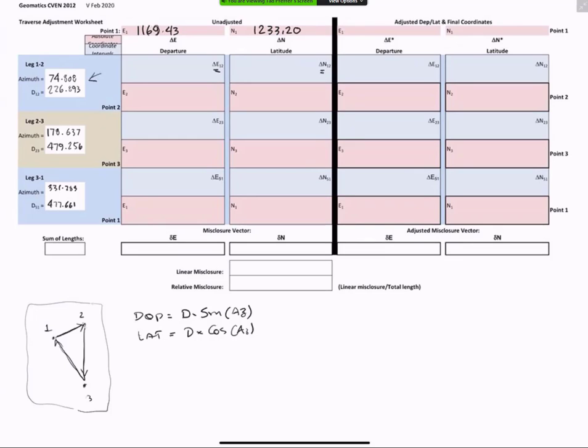So using those, 74.808 and a distance of 226.893, I am going to get, for my first latitude and departure, the following. My delta east will be 218.96, and my delta north will be 59.46. And now quickly fill in the same information for legs 2 to 3 and 3 back to 1.